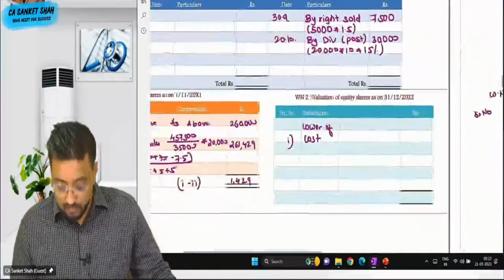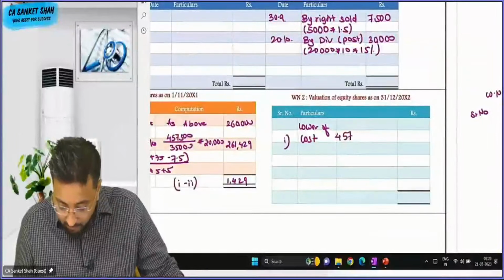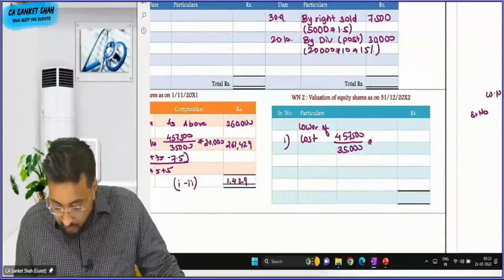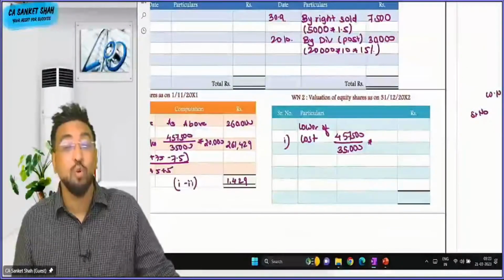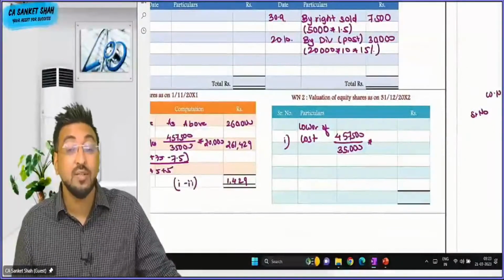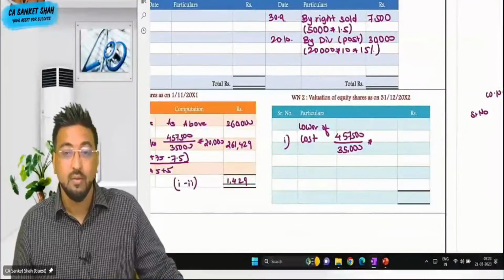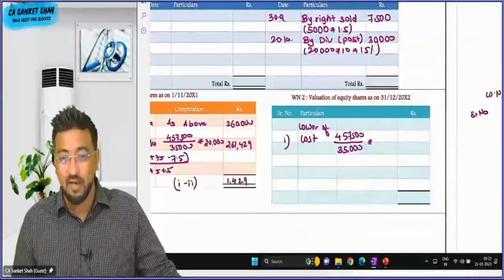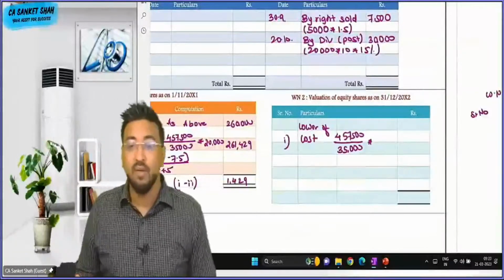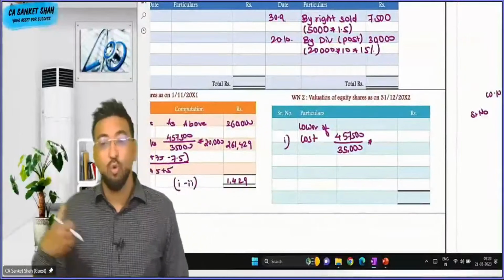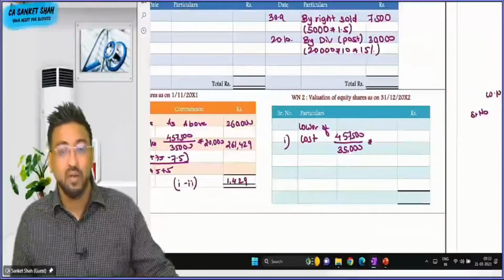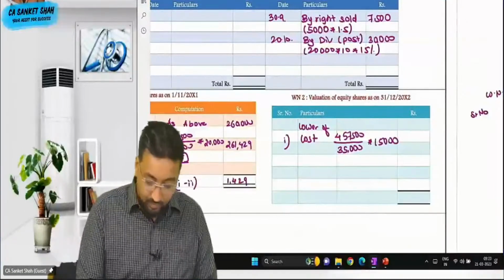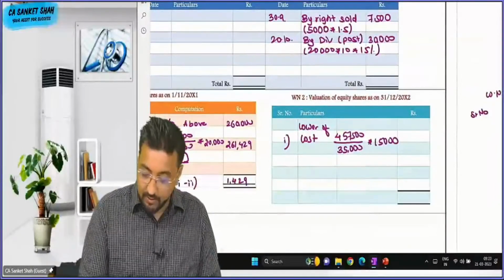4,57,500 divided by 35,000. You sold out of 35,000, you sold 20,000. So how many shares are you left with? Very good, beta. Daksh also answered it correctly. He's in 4th standard. Still he answered correctly. 35,000 you have, now you sold 20,000, so you are left with 15,000. Very good, beta Daksh. So 4,57,500 is my cost.